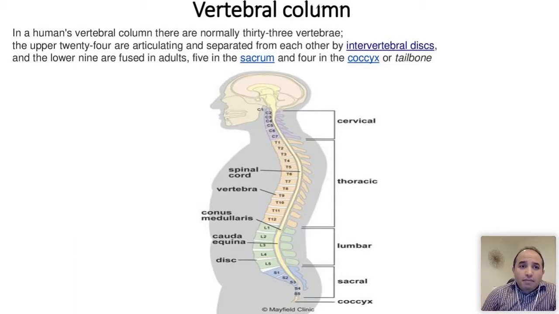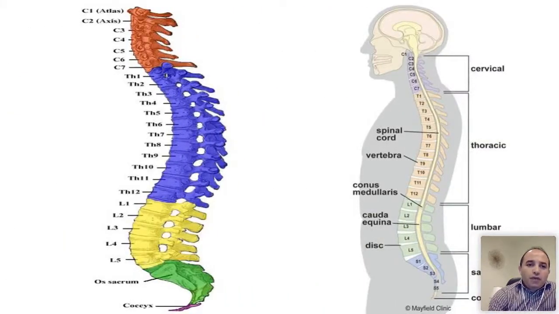The human vertebral column has 33 vertebrae. As we see in this photo, we have 7 cervical, 12 thoracic, 5 lumbar, 5 sacral, and 4 coccygeal, all having 2 types of curvatures. If you look here at the brown and yellow, they are the lordotic curvatures, and the blue one is kyphotic, and the green one is also kyphotic.